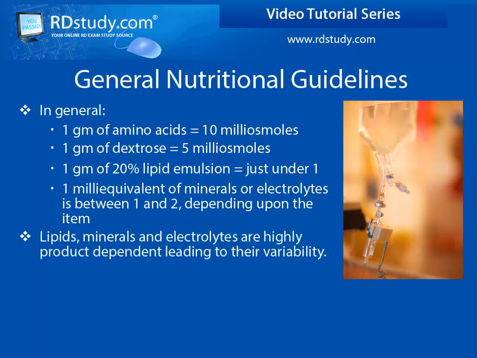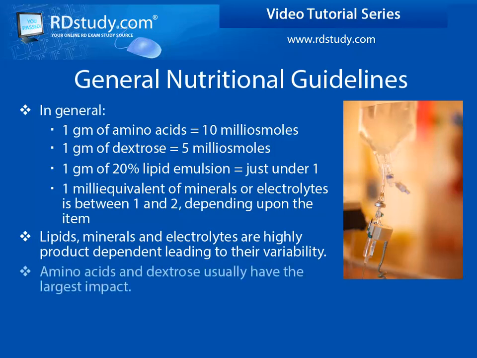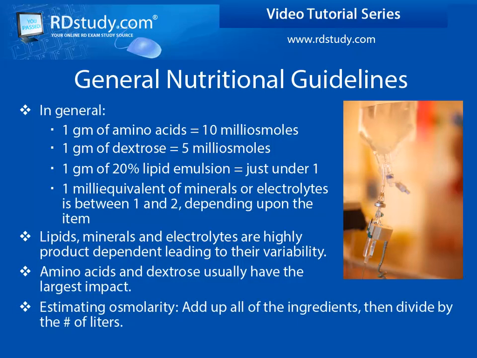The lipids, minerals, and electrolytes can be product dependent and thus vary, but the two big players are your amino acids and your dextrose. These values you should try to remember. To estimate the osmolarity, you need to add up all the ingredients and then divide by the number of liters. The result is going to be the estimate of the osmolarity of the solution.